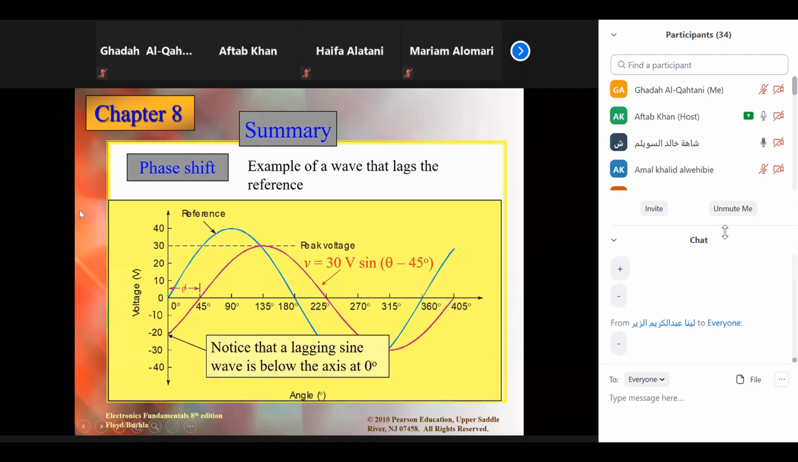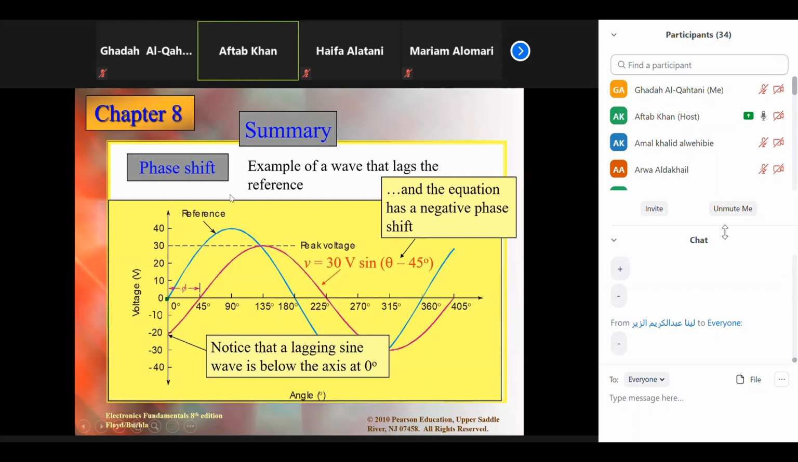Notice, first see this one. Notice that the lagging sine wave is below the axis at 0. The one which is lagging will cross below the 0 point. Because it's crossing below the 0 point, you will find here the negative sign, and the equation has a negative phase shift. So this is a negative phase shift.